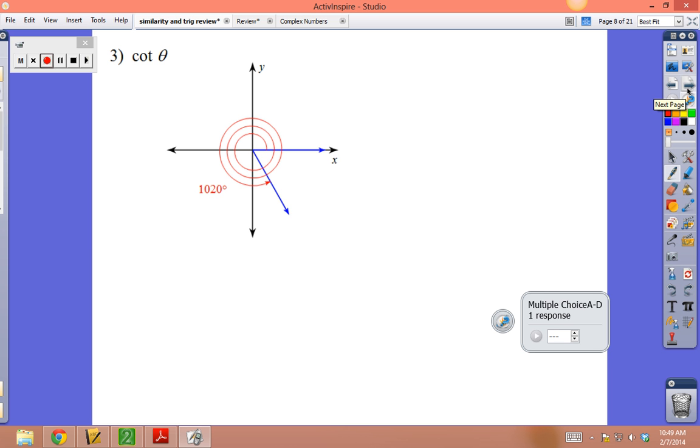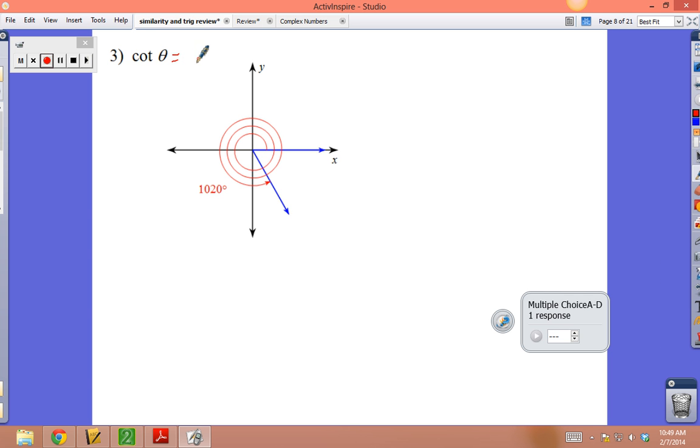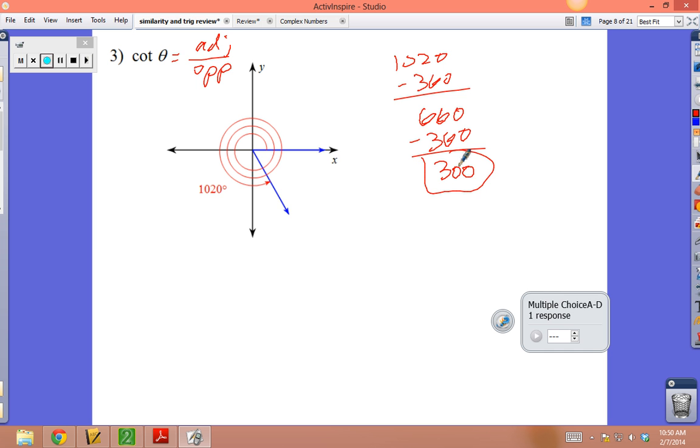Alright, now you have one that's going to get complicated. Cotangent matches up with tangent, and I know tangent's opposite over adjacent, so this one's going to be adjacent over opposite. So now I'm going to start subtracting circles. I'm going to do 1020 minus a circle. And that is going to leave me with 660, which is still too much, so I'm going to subtract another circle, which should leave me at 300. Okay, 300.